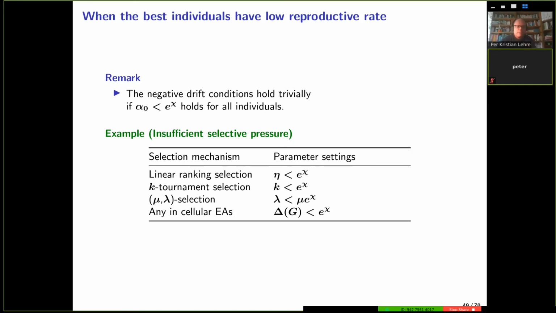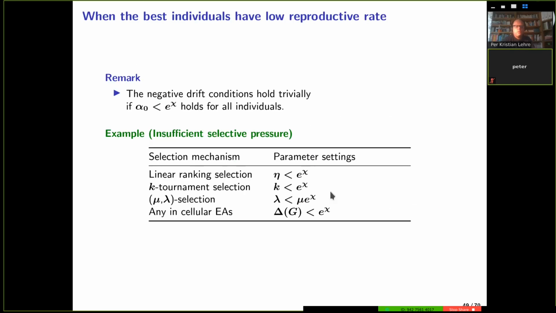There's a different setting where the best individuals have a low reproductive rate relative to the mutation rate. This means we have selected insufficient selective pressure. For example, in tournament selection, if k is less than e to the power of chi, then any individual has reproductive rate less than e to the power of chi. Or in (mu, lambda) selection, if lambda is less than mu times e to the power of chi, then any individual has reproductive rate less than e to the power of chi.